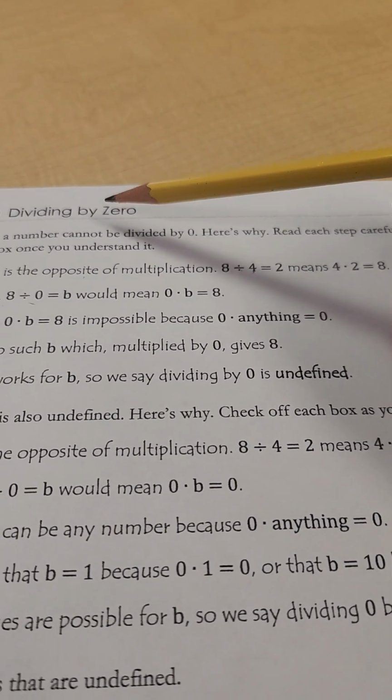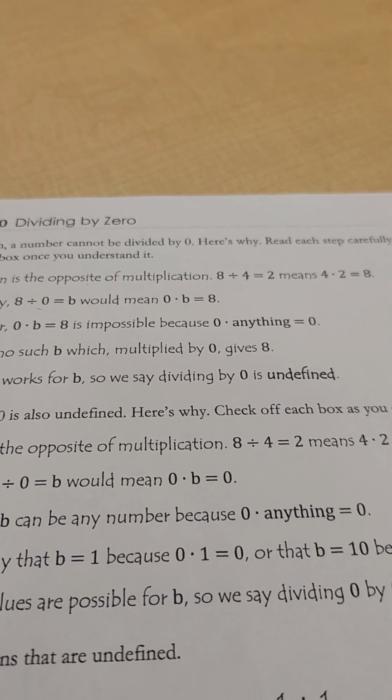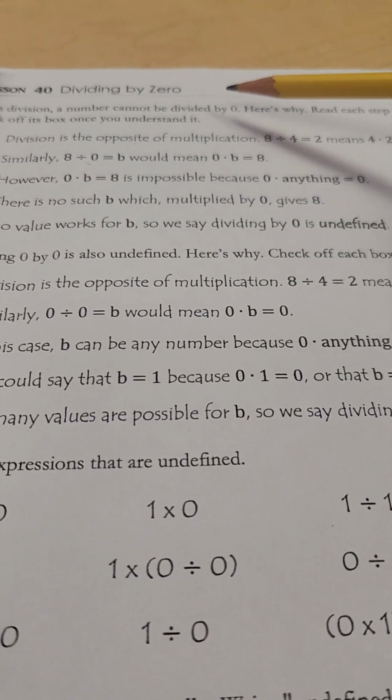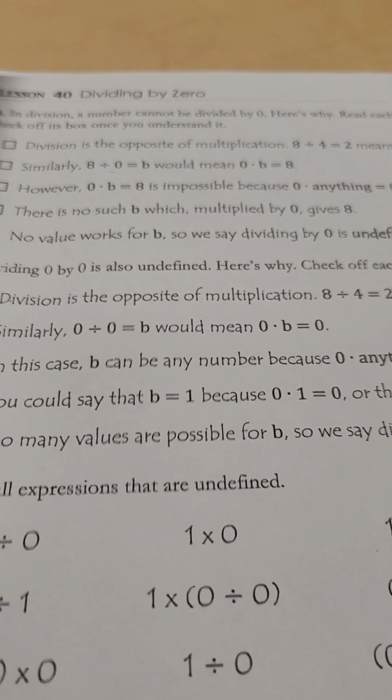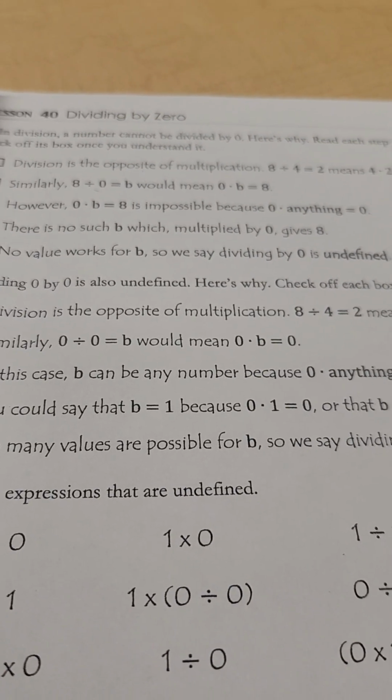All right, so dividing by 0. There are certain things in mathematics that cannot be explained, and dividing by 0 is one of them. Here's the reason. Division is the opposite of multiplication. Well, we already know that.